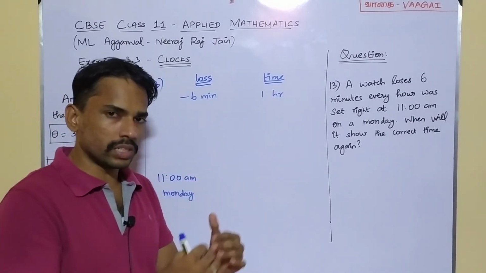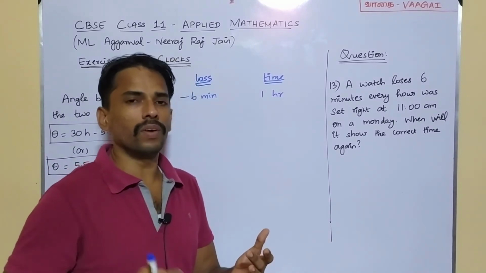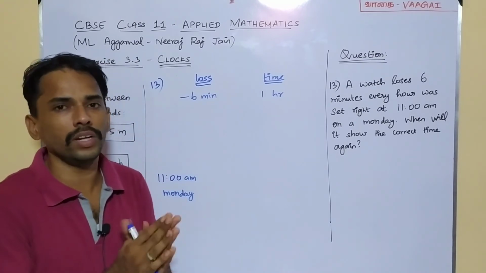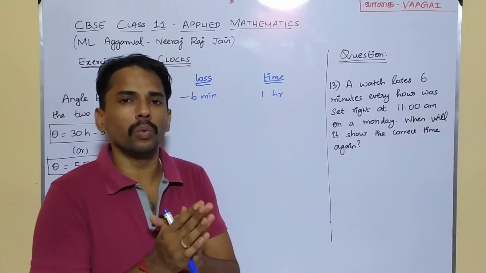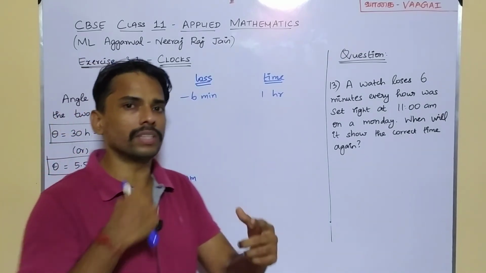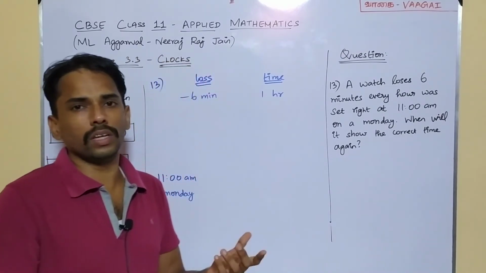So after this, once again, when will it again show the correct time? This is going to be the question. Okay, fine. So how are we going to handle this? And that too, we have no idea about how many hours after we have to go. Nothing is given here, right?